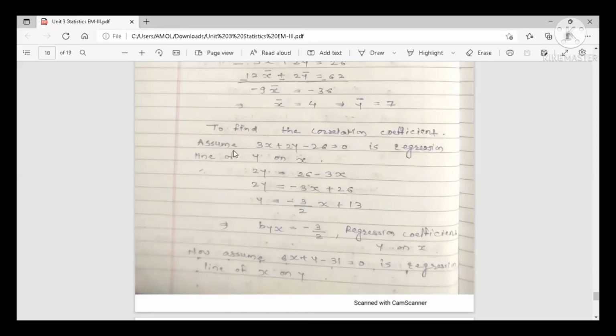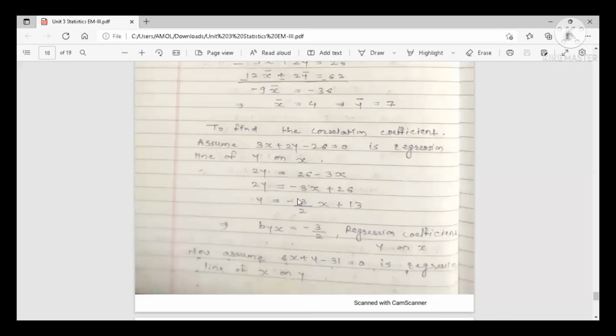So here it is only our assumption that the first equation, 3x plus 2y minus 26, is the first regression line, and we are assuming it is the regression line of y on x. So you find the value of y. Rearranging, 2y is equal to 26 minus 3x. Write the term of x first: 2y is equal to minus 3x plus 26. And so y is equal to minus 3 by 2 into x plus 13. This is the value of y.